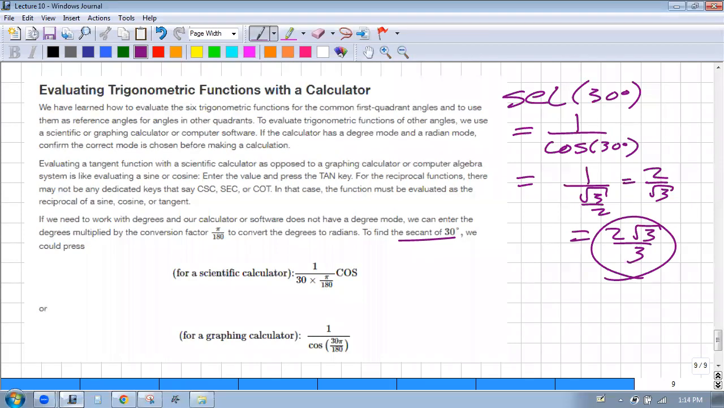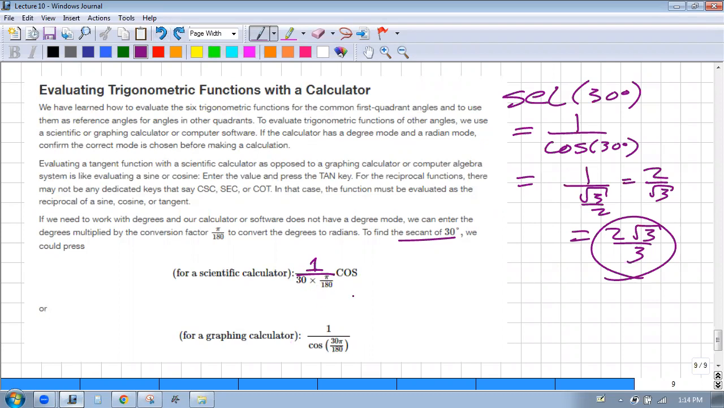But some of these problems, they're going to give you like 57 degrees or something like that. For me, I just box that. I say, okay, fine, it's tangent of 57 degrees. That's the answer, right? That's exact. But for y'all, they're going to want you to plug it into the calculator correctly and approximate it to so many decimal places. So for a scientific calculator, what they're saying here is this is 1 over this number, and then hit the cosine button, okay?